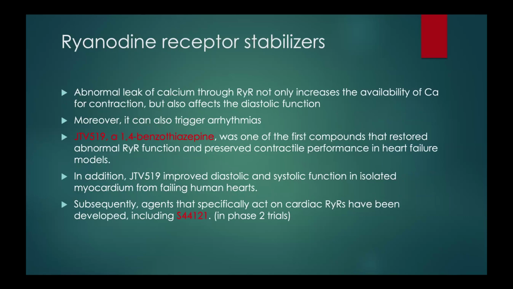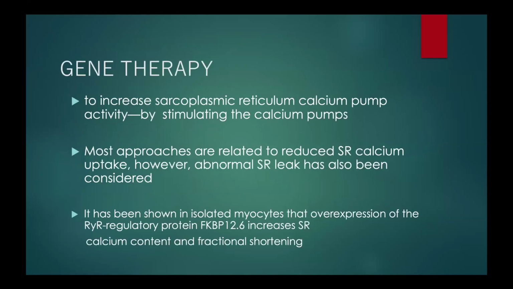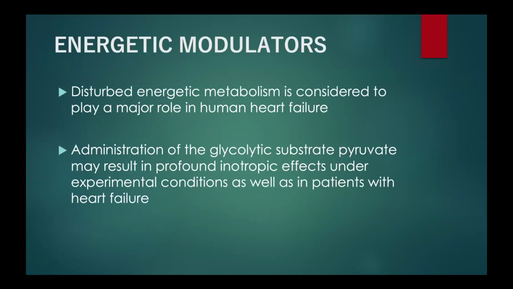Ryanodine receptor stabilizers. Abnormal leak of calcium through the ryanodine receptor not only increases the availability of calcium for contraction, but also affects the diastolic function. Moreover, it can also trigger arrhythmias. Gene therapy is also coming up to increase the sarcoplasmic reticulum calcium pump activity, and energetic modulators are also coming up, some of which include nesiritide and carperitide. They are synthetic ANP and BNP modulators. They cause vasodilation, act as diuretics and regulate fluid and electrolyte activity.